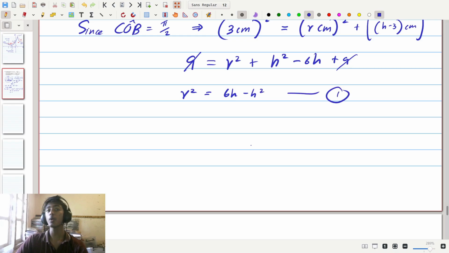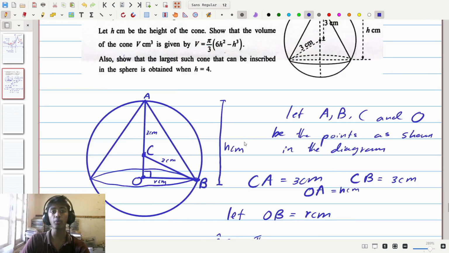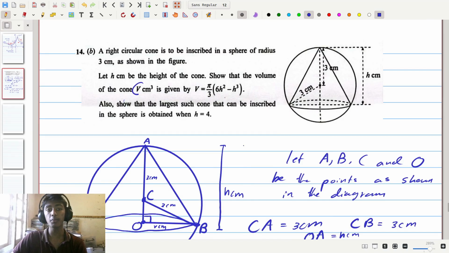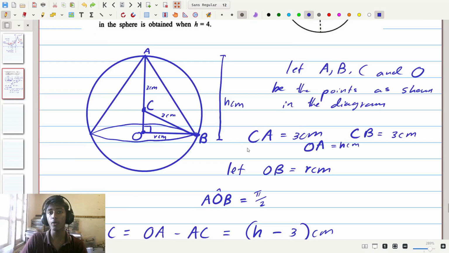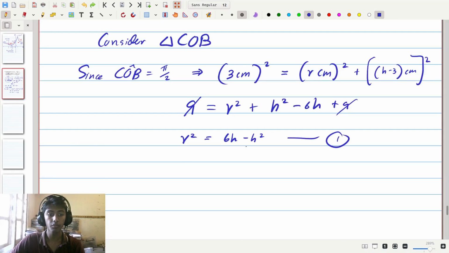We're going to call this equation 1, and now we're going to go back to what we're actually looking for. We're actually looking for the volume V of the cone in centimeters cubed. Now, considering what we have, we know that the volume of the cone V is equal to, from the formula, 1/3 pi times the base radius squared times the height.